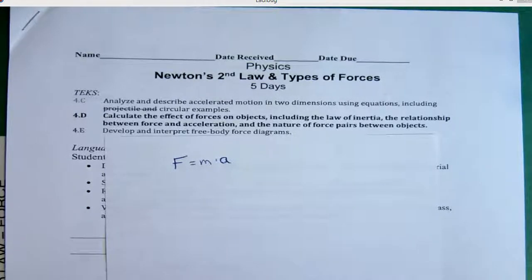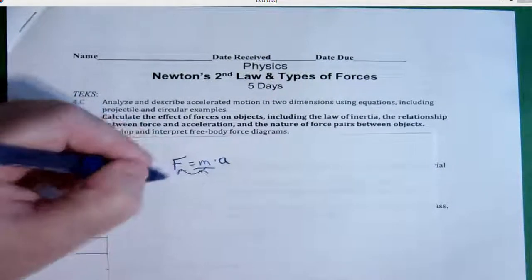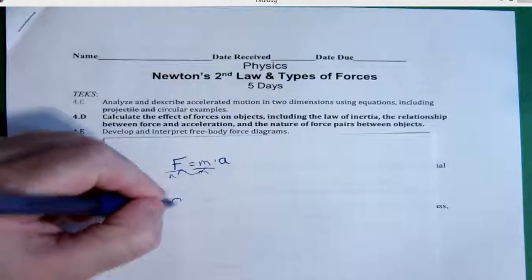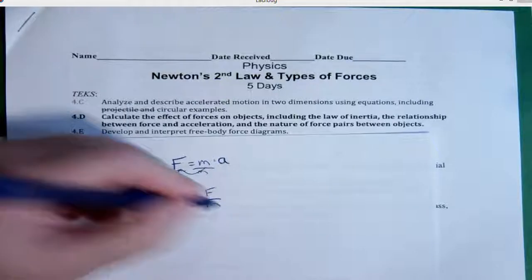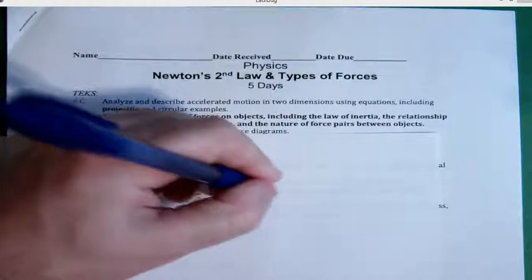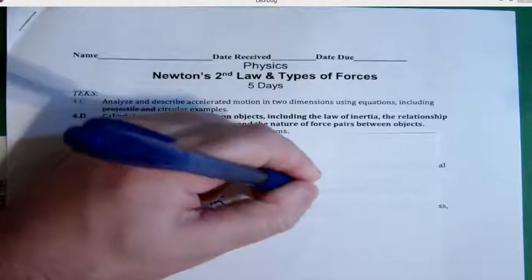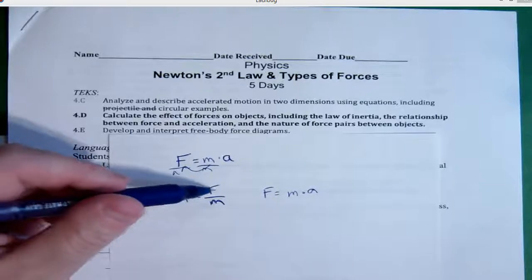Just a pro tip. We know physics loves algebra, and it's so easy to rearrange stuff and get different formulas. So if we're trying to find acceleration, you know these are multiplied, so we just divide this over. So we know acceleration equals what? Well, force divided by mass, right? So, just two ways to look at this. Force equals mass times acceleration. Acceleration equals force divided by mass.